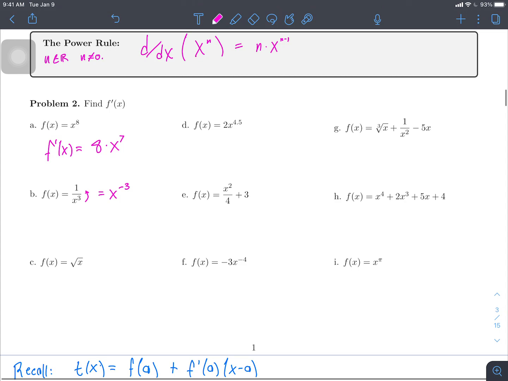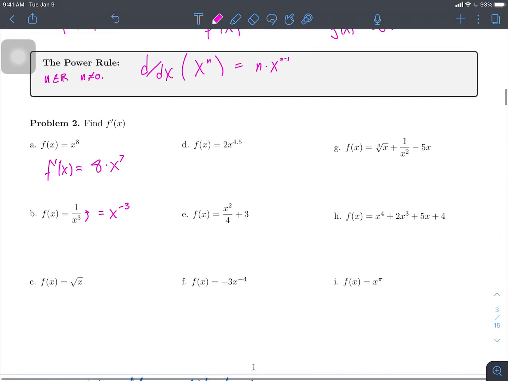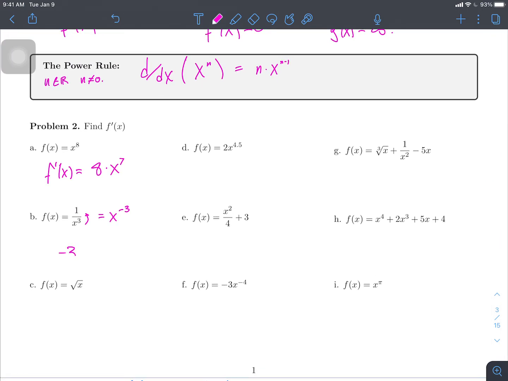And presumably the reason was, well, now we can apply this rule, right? We just said n should be a real number that's not 0. So negative numbers are totally okay. So if I apply this rule, what do I need to do? I need to multiply down by the previous power. And then I multiply by x. And then what do I do to the power?